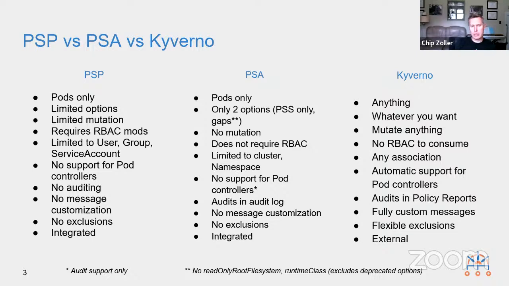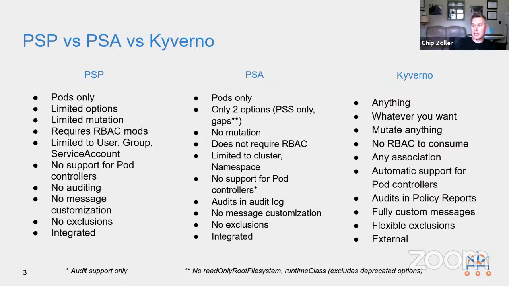Here's one of the biggest ones: no exclusions. No exclusions in PSP or PSA. So in other words, whatever you define in your policy or whatever you've enabled in PSA, that's it. There's no exclusions that you get on top of that. You can only include. And once you've included, that's it.